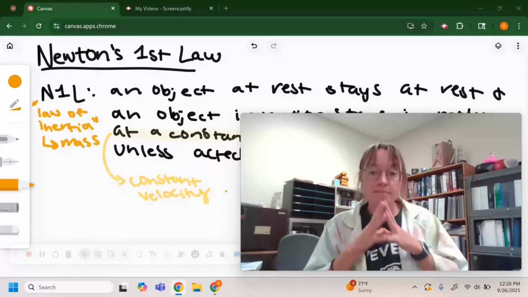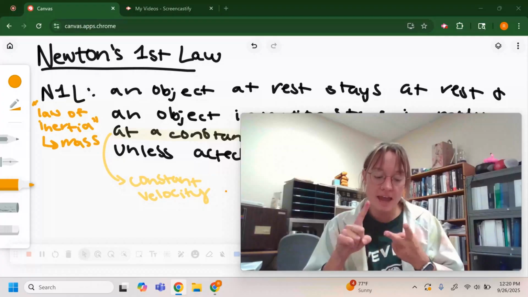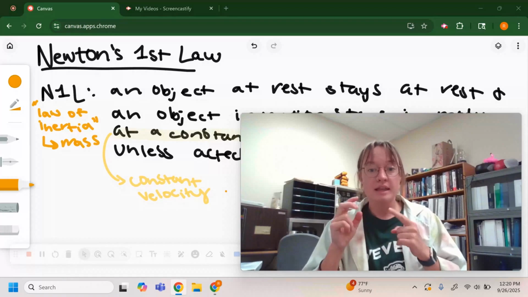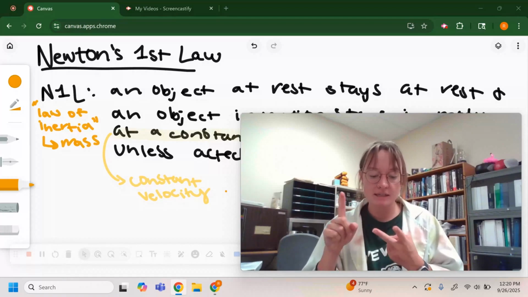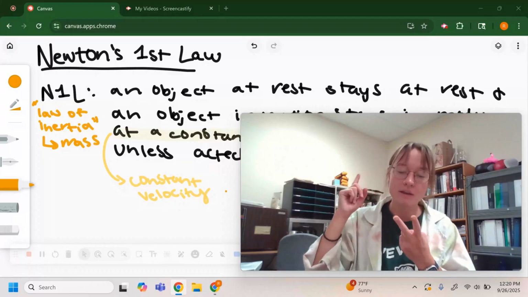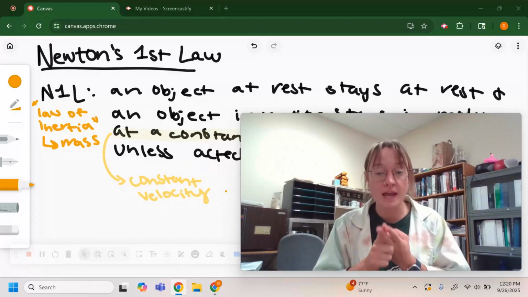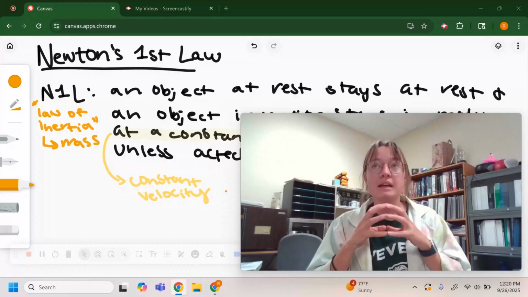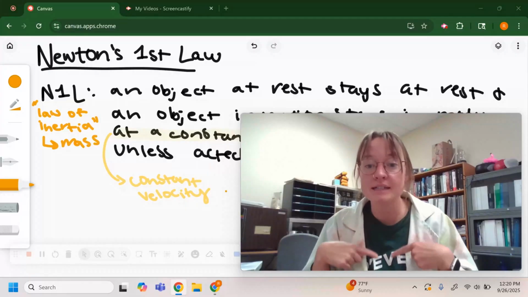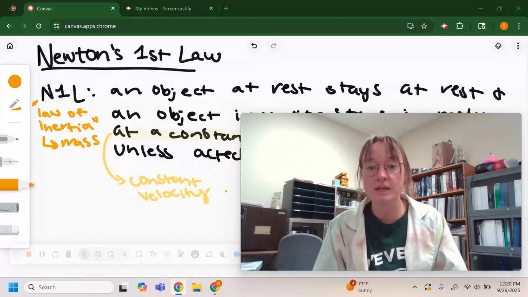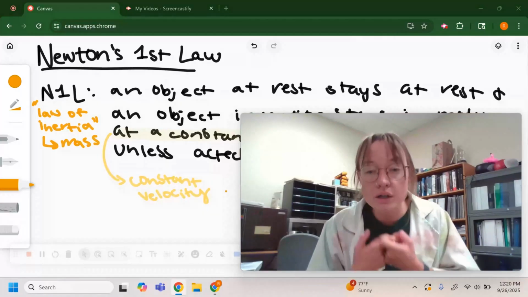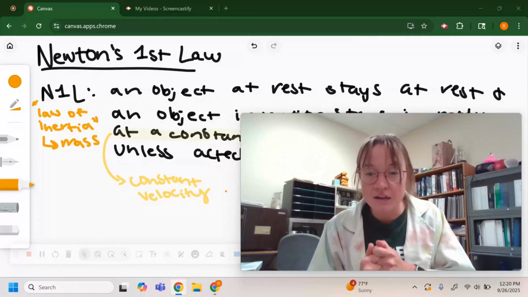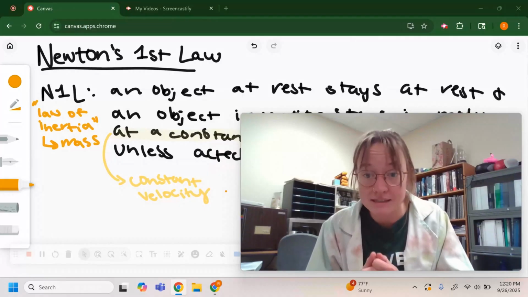So, both a Toyota Camry and a semi-truck are objects with mass. They're both objects with inertia. They both will stay at rest if they are at rest. They will both continue moving if they are moving at a constant speed in a straight line. However, the semi-truck, because it has more mass, has a greater tendency to keep doing what it's doing. In other words, it's harder to change the motion of something with more mass, and it's easier to change the motion of something with less mass.